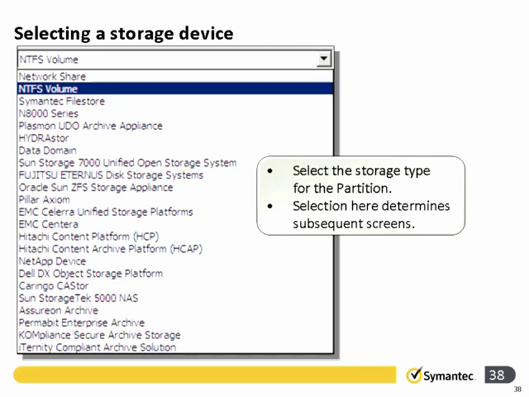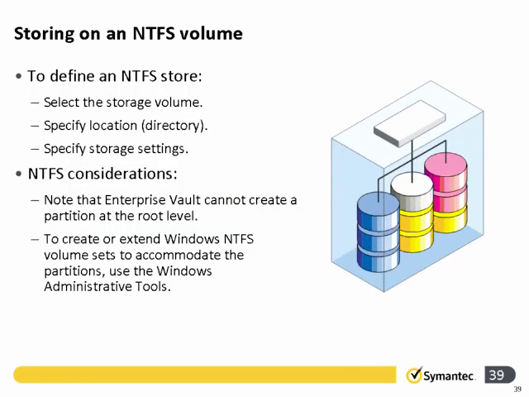Now, the next thing we want to discuss is the issue of what if you select one of these different types? Are there any nuances to selecting a particular type over another? And we're just going to select a few to discuss. The first one we're going to discuss is for an NT file system or NTFS volume. When you're defining the NTFS file system store, you'll be prompted to specify the storage volume, the location or directory for that particular folder, and set certain storage settings.